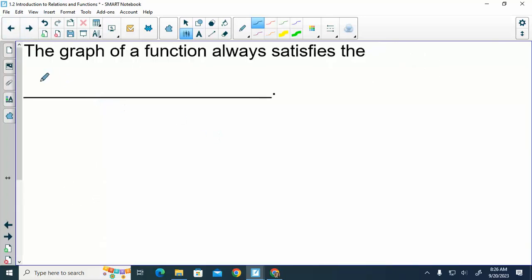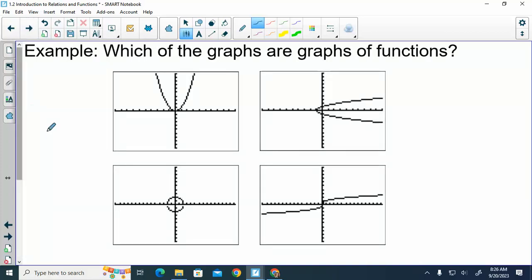So the quick check is the vertical line test. If you can draw a vertical line that hits your graph more than once, it is not a function. If no matter where you draw your vertical line, it hits never or only once, then that would be a function. So look at the next slide, take a second and decide if each of these are functions or not.